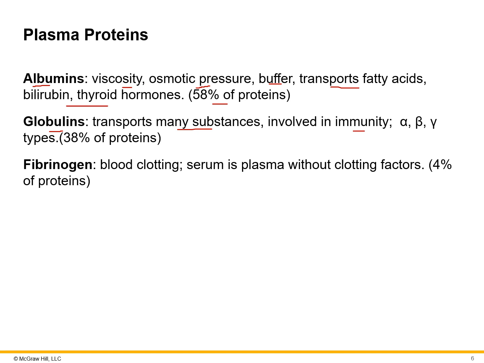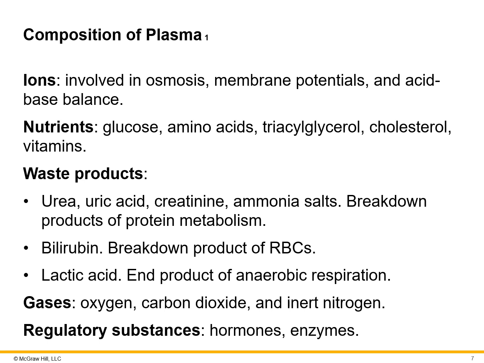So there are alpha, beta, and gamma globulins, and that makes up about 38% of the proteins. And then the smallest fraction of plasma proteins is fibrinogen, and this is important in blood clotting. So the serum is plasma without the clotting factors. So if you're taking blood serum, again, those clotting factors have been removed so that it doesn't clot.